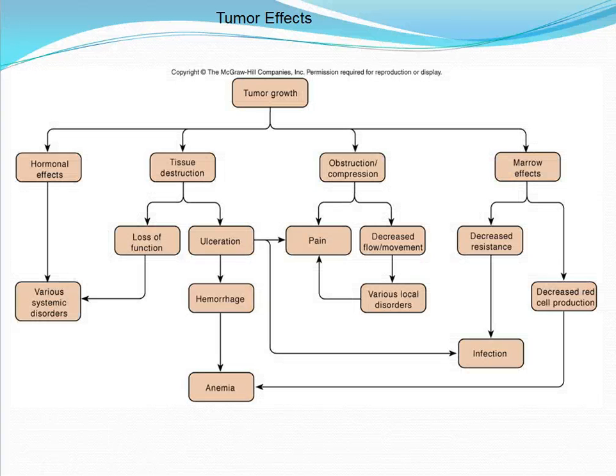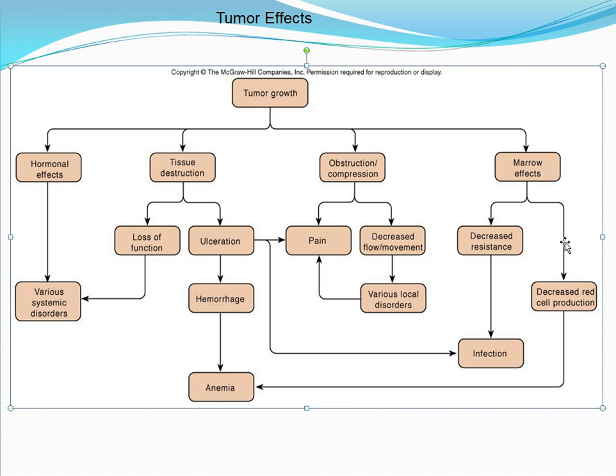Again, this flowchart summarizes all of the various tumor effects that we have seen. As the tumor grows, we can see hormonal effects causing various systemic disorders, tissue destruction resulting in loss of function, ulceration leading to hemorrhage and anemia, obstruction, which can cause pain and decreased flow or movement. We can have marrow effects leading to decreased resistance, which can cause an increased risk of infection and a decrease in red cell production.